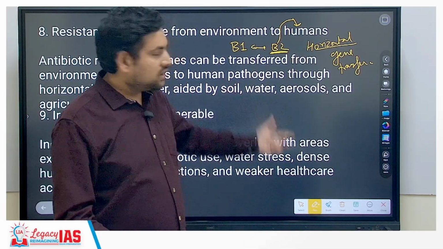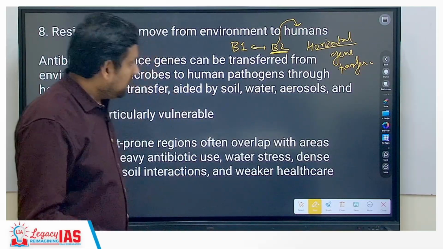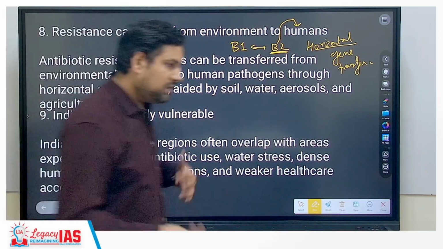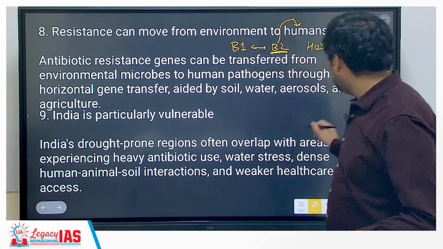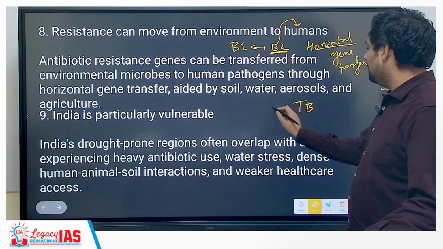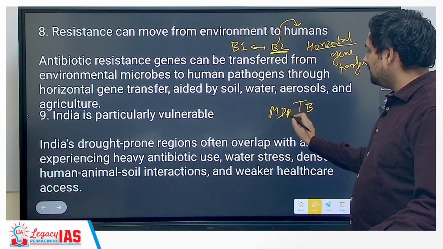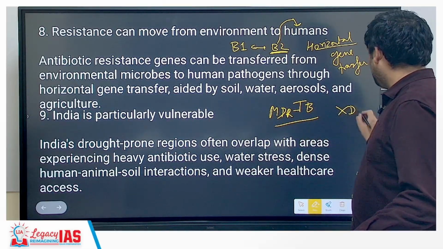So because of this horizontal gene transfer, slowly and slowly what will happen? More and more diseases will become drug resistant. Like one major issue we are seeing is in case of TB. There is multi-drug resistant TB and XDR TB.